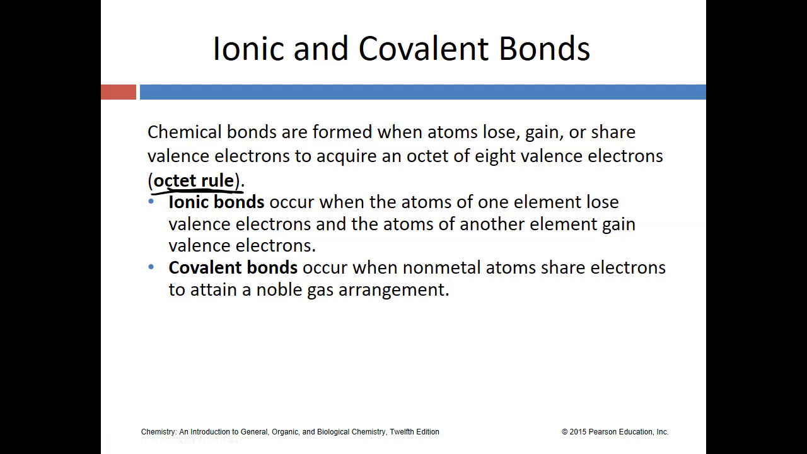The octet rule governs most of the bonding that we are going to discuss in this course. And the idea is relatively simple. The goal of every single atom is to get to 8 valence electrons.